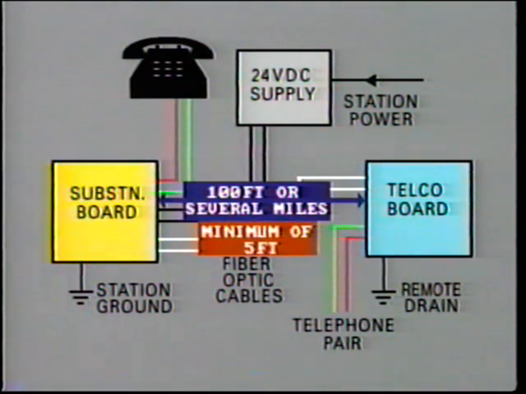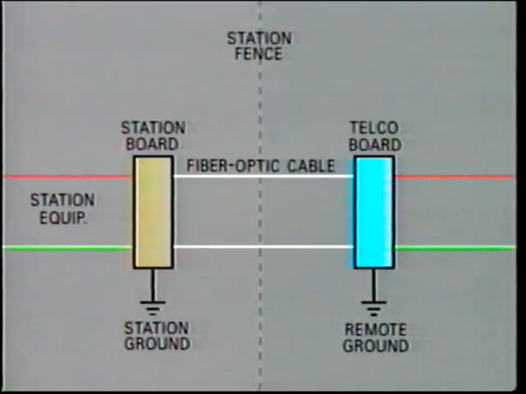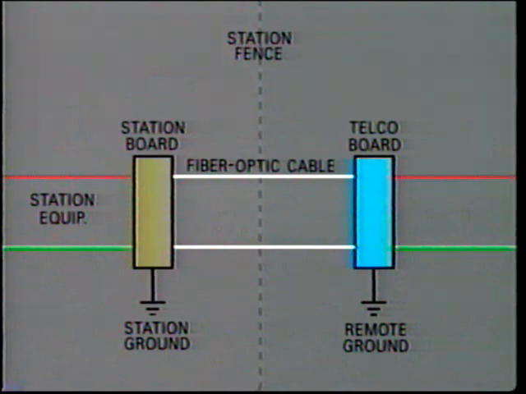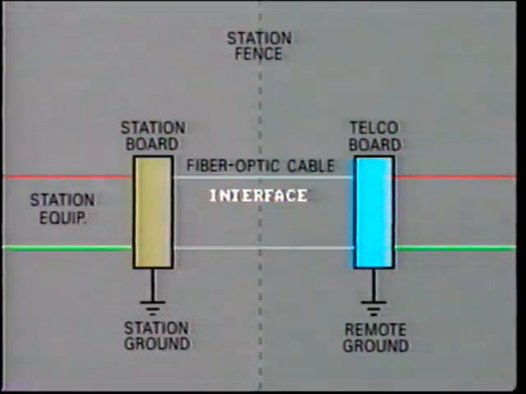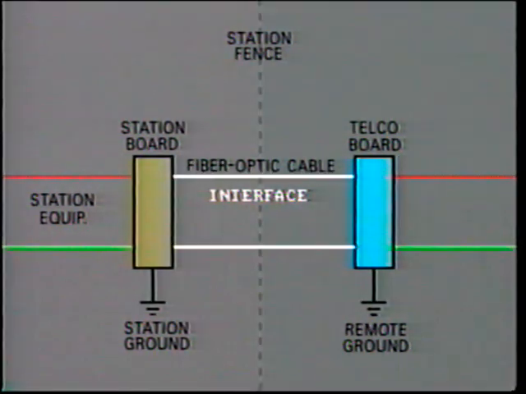At a minimum, the distance should be 5 feet, so as to eliminate the possibility of a technician getting his hands and feet across the two boards, that is, between local and remote ground. The two boards are connected by fiber optic cable, so providing the isolation link between the two systems. This could also provide the interface between the telephone company and power company.